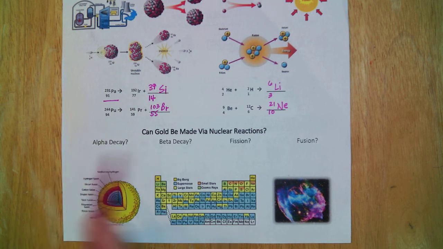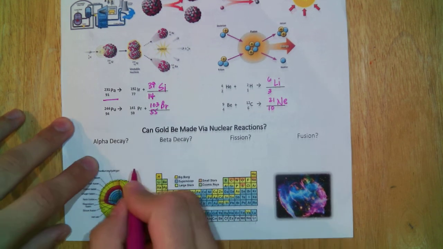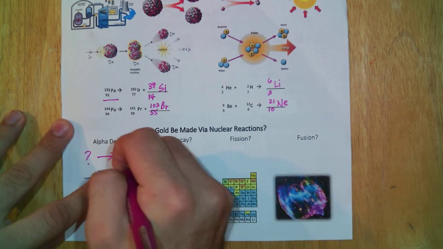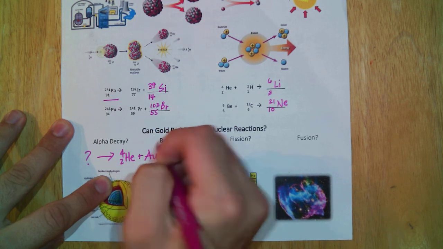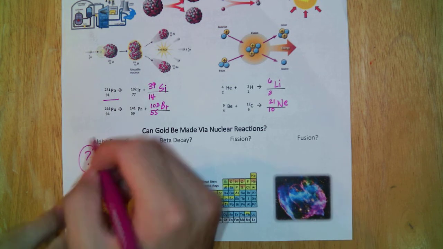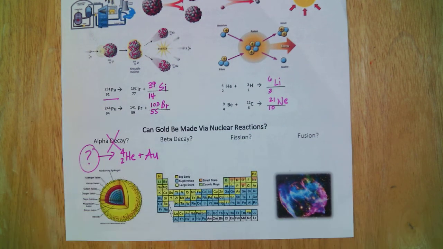So we looked at all 4 different nuclear reactions and said, is it possible for any of them to help us create gold? And we looked at alpha decay. And we worked backwards, and we said, what isotope can undergo alpha decay to give us an isotope of gold? And we found out what it was, but then we looked on that isotope chart and we found out that the isotope that would undergo alpha decay to give us gold does not exist. So alpha decay was out of the question.